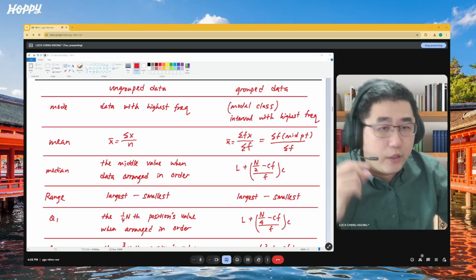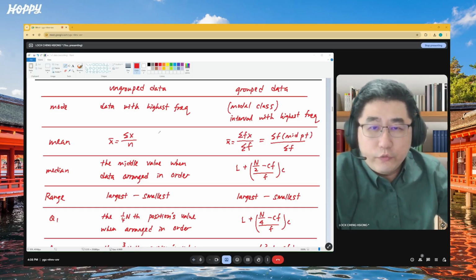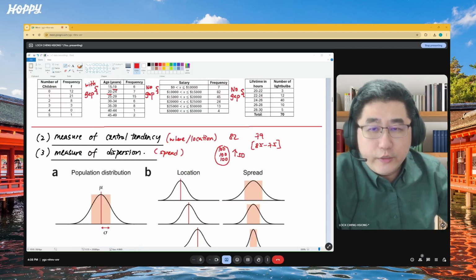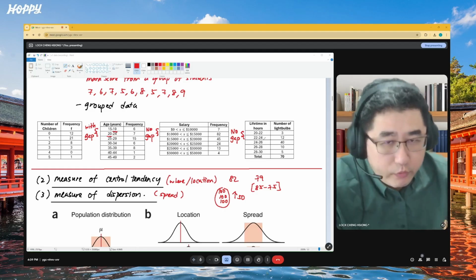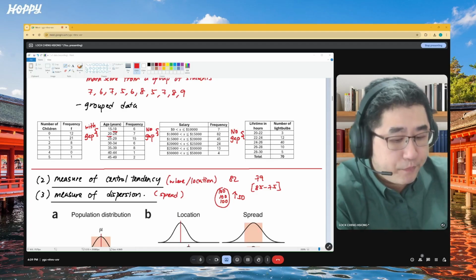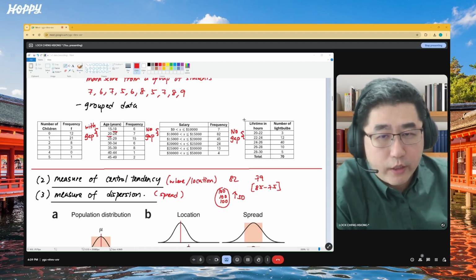Now we shall continue with grouped data. Earlier, what we did was ungrouped data. Now we need to deal with grouped data. For the grouped data here, I'm going to show you examples with gap and without gap. I will start with the one without gap, no gap.